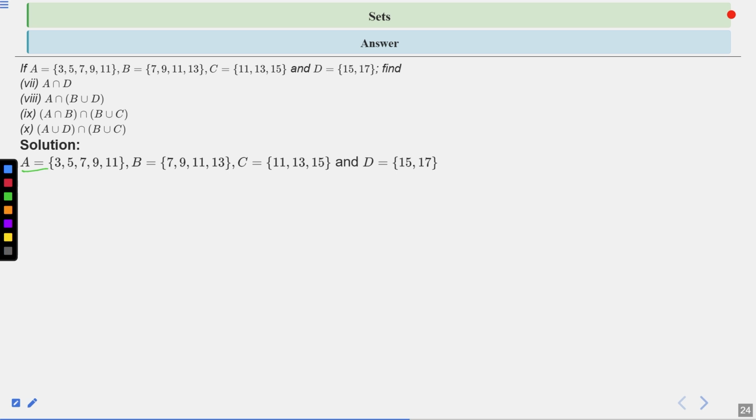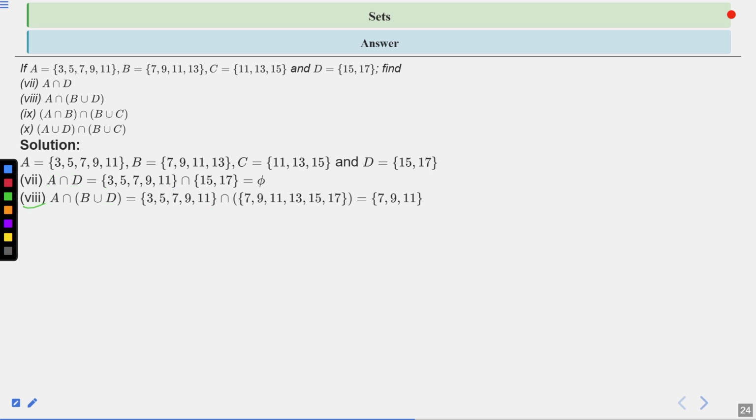We are given 4 sets in roster form: A, B, C, D. We have to find A intersection D first. So we have to identify the common elements to both sets. As you can observe from these 2 sets, we do not have any common element. So both sets are disjoint, meaning the intersection will be phi.